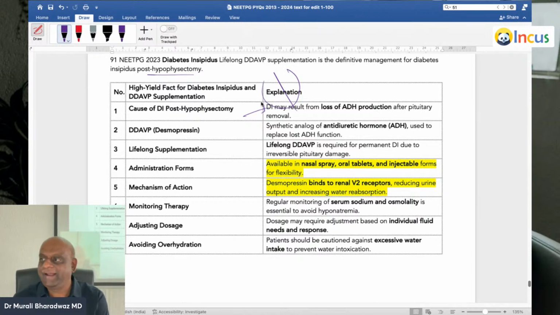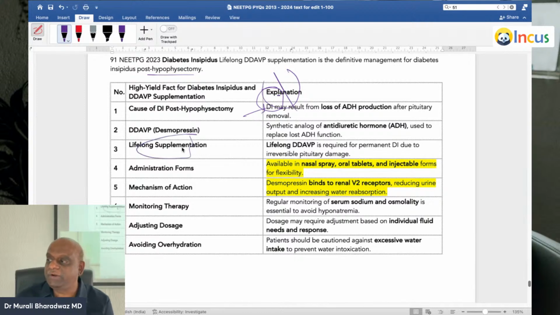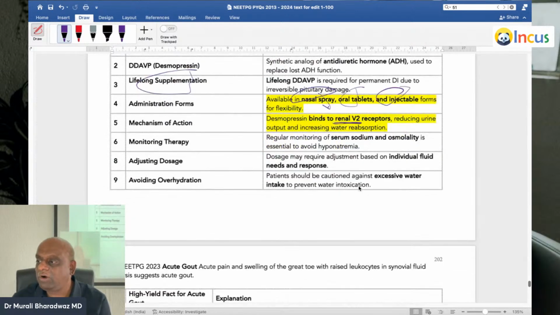Oxytocin and ADH. Huh? So, is ADH really produced in the posterior pituitary? Here it is a storage. So, lifelong supplementation you need to give. And this desmopressin is available as a nasal spray, oral tablets, and injectable forms. And where does it bind? It binds to V2 receptors in the kidney, increasing the water reabsorption.